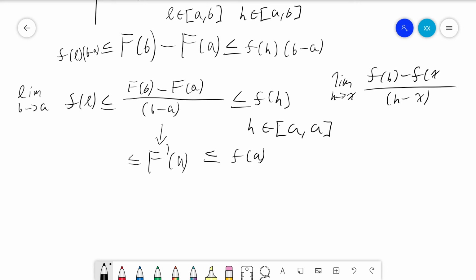And the same thing's going to happen here on our lower bound. L is going to be kind of squished in between A and B up until B is A, and we get L to now be A. So our big F prime of A is now greater than or equal to little f of A. And big F prime of A being both greater than or equal to little f of A and less than or equal to little f of A leaves it to only possibly being equal to little f of A. So we know that big F prime of A is equal to little f of A.